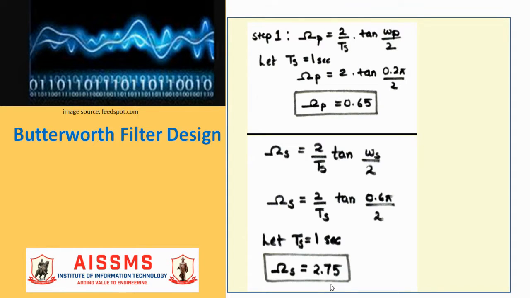The very first step is to obtain the values of Ωp and Ωs. Since we are using the bilinear transformation method, the relation between analog frequency and digital frequency is given as Ωp is equal to 2 by Ts tan(ωp/2). Substituting the value of ωp and Ts as 1, we get Ωp as 0.65. Similarly, we calculate Ωs and we get the value as 2.75.